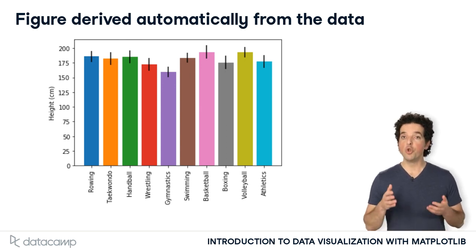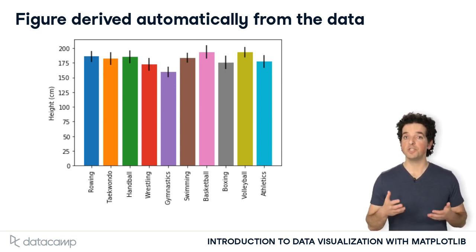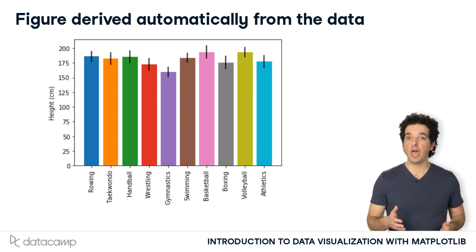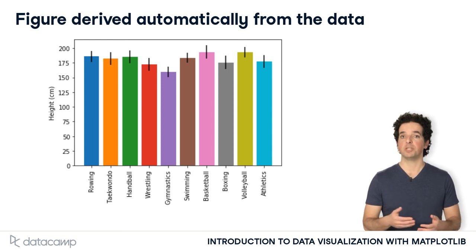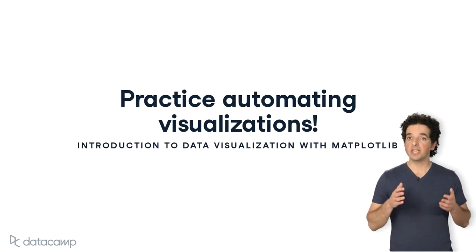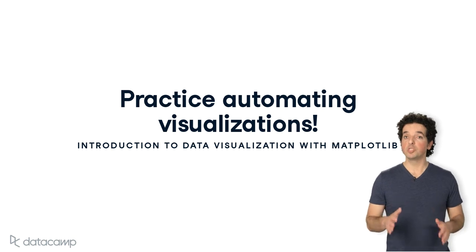Importantly, at no point during the creation of this figure did we need to know how many different sports are recorded in the data frame. Our code would automatically add bars or reduce the number of bars depending on the input data. In the exercises that follow, you will use this principle to create visualizations that adapt to the data provided.